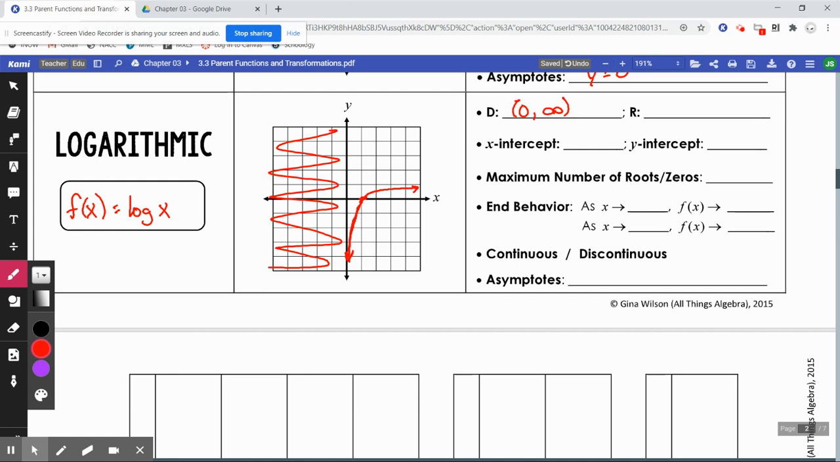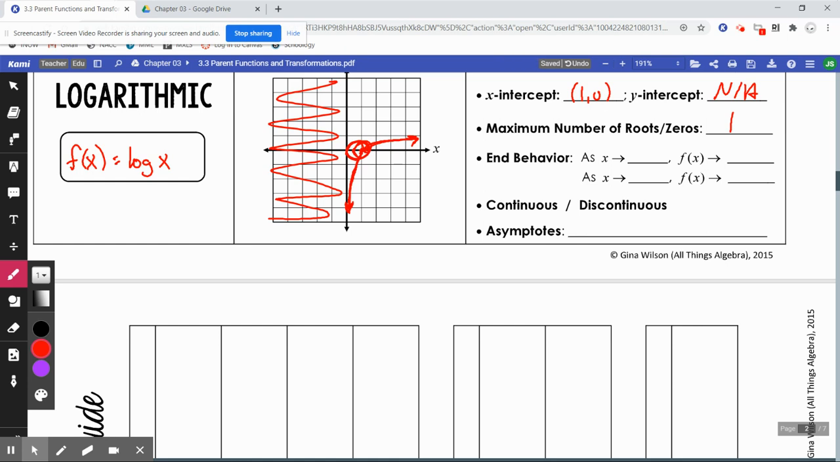Your range, however, you go down forever, and it tapers up very slowly, but it also goes up forever. So that'd be negative to positive infinity. Your x-intercept is where it crosses the x-axis, which is right here at (1, 0). However, since we have that asymptote line, it does not cross the y-axis, so there's no y-intercept. Maximum number of roots and zeros, no matter how you skew it, you're only going to have one.